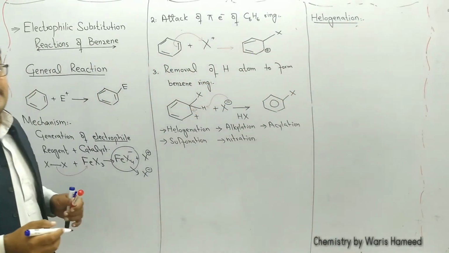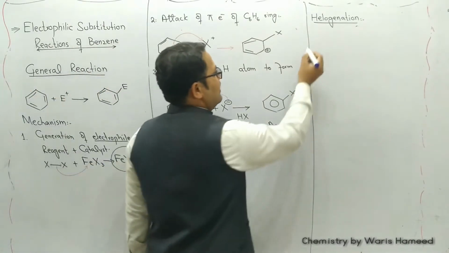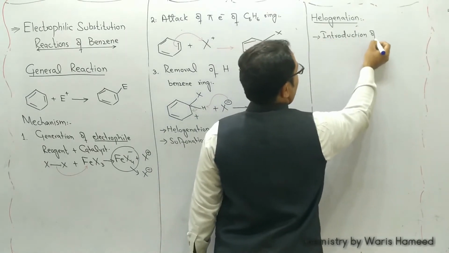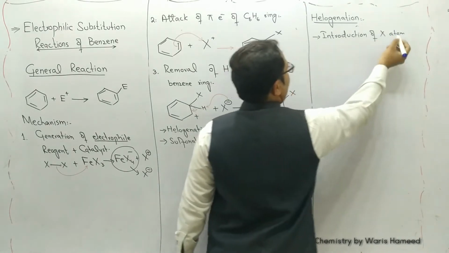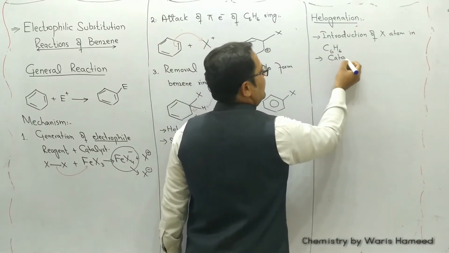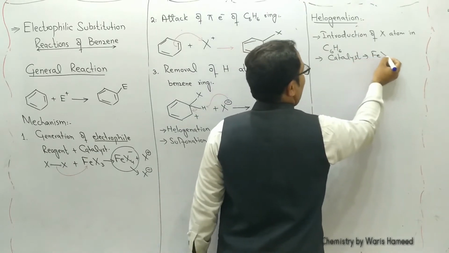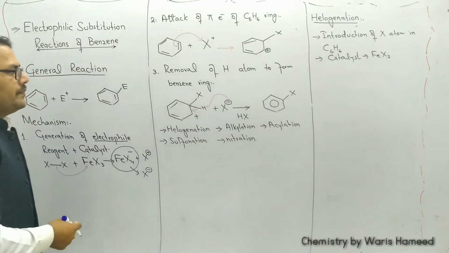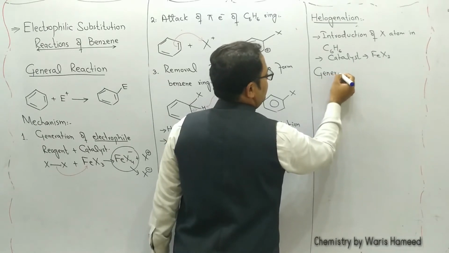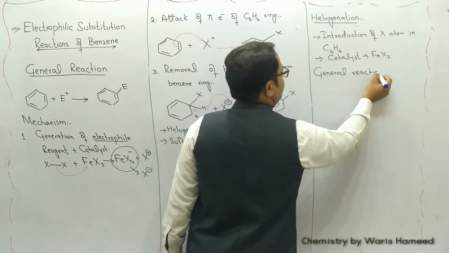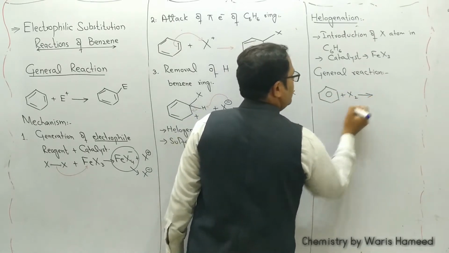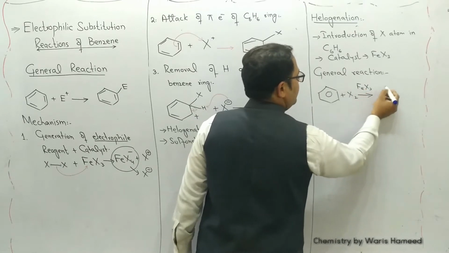In this case, one hydrogen of benzene is replaced with the halogen atom, so we can write it as the introduction of X atom in benzene, and we can use the catalyst FeX3. Its general reaction: benzene ring, halogen forms halobenzene.